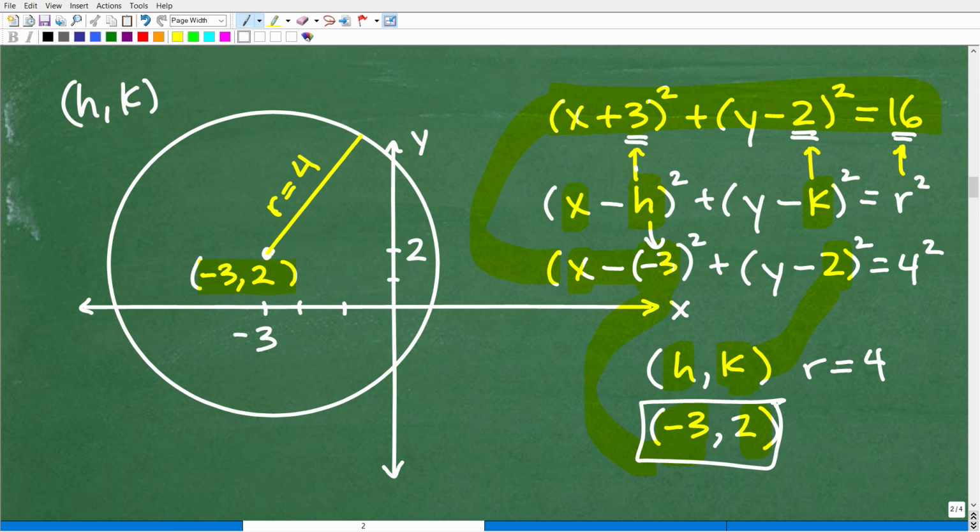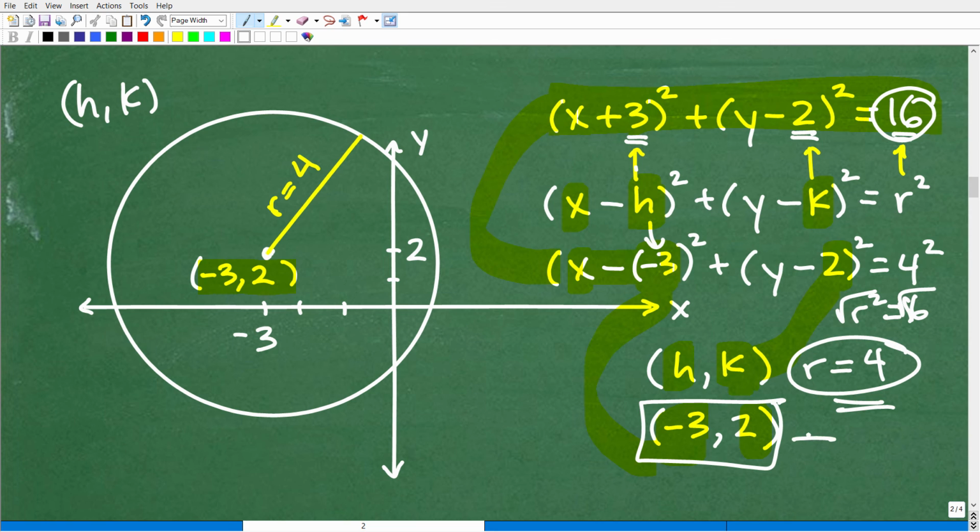Now, here, r squared is 16. So r squared is equal to 16, and to get r, just take the square root of both sides. Then my radius would be 4. So I got a radius of 4. Here is my center. I plot my center, and then I sketch a circle with the radius of 4, keeping in mind that I want to make my circle proportional to the scale that I'm using.